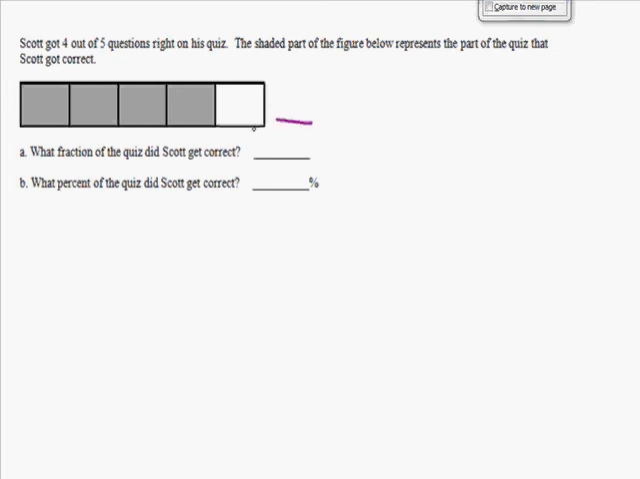Denominator is the total number of chunks, and there are 5 chunks in total. And the numerator is the number that he got correct, which is 4. Common conversions, I know that 4/5 is equivalent to 80%. So that means that the percent of the quiz that Scott got correct was 80%.